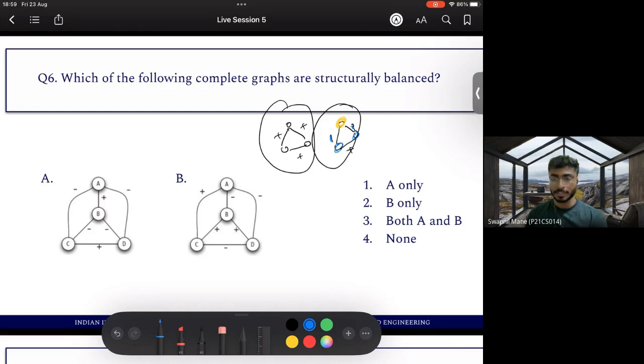I hope you understood these two cases, which have already been covered in the lectures, and I also covered them in the initial starting session of this concept. So, what do you think, which option is correct, or which network is structurally balanced or stable?